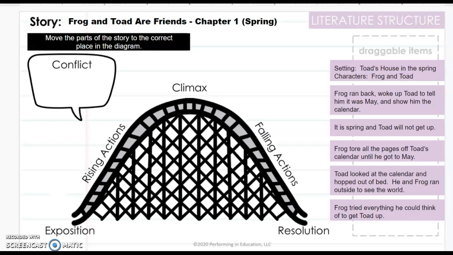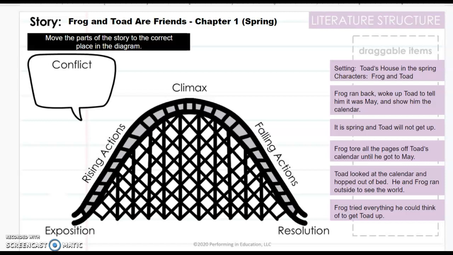Frog looked at Toad's calendar. The November page was still on top. Frog tore off the November page. He tore off the December page, and the January page, the February page, and the March page. He came to the April page. Frog tore off the April page too. Then Frog ran back to Toad's bed.